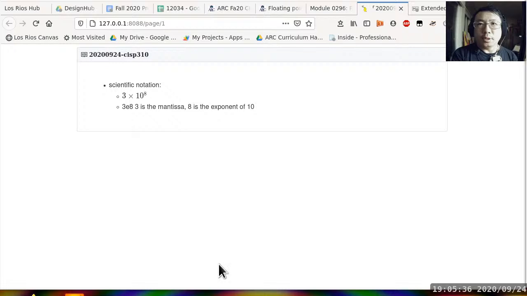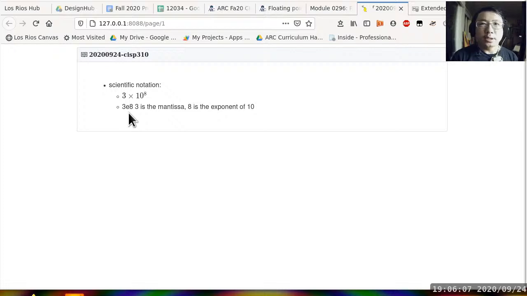In other words, instead of writing the whole thing out as 3 times 10 to the power of 8, we have a shorter notation of using 3e8. And by the way, this is the notation that C and C++ use to express values as a float or as a double. Do we have any questions about the shorthand of expressing 3 times 10 to the power of 8 as 3e8?